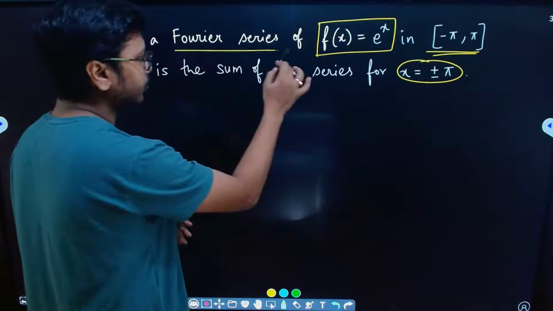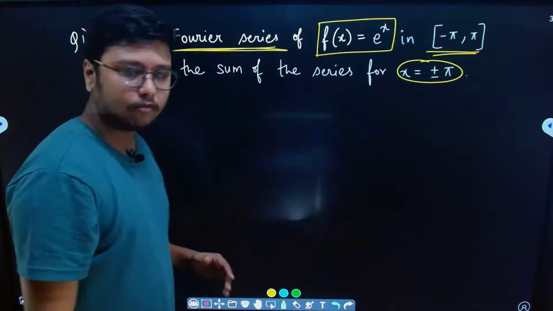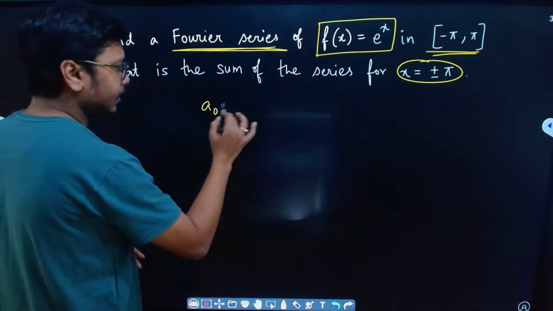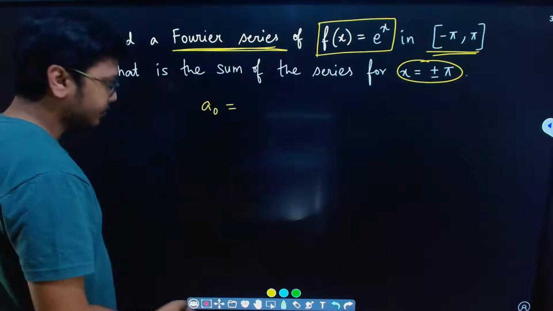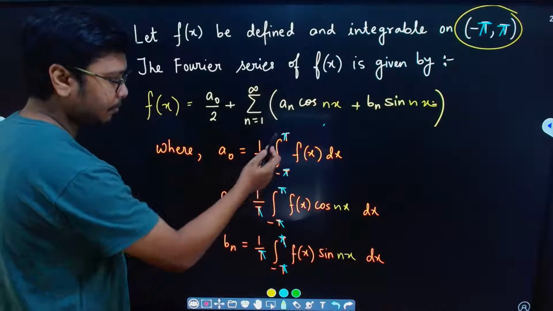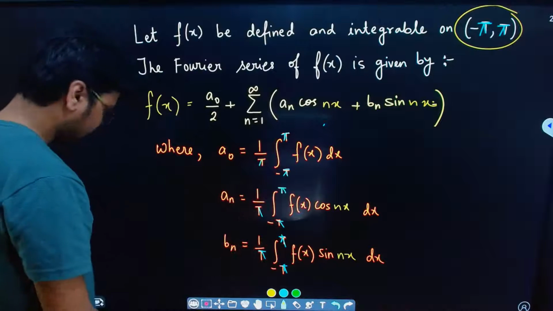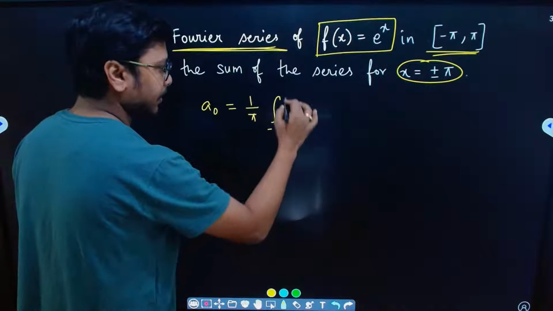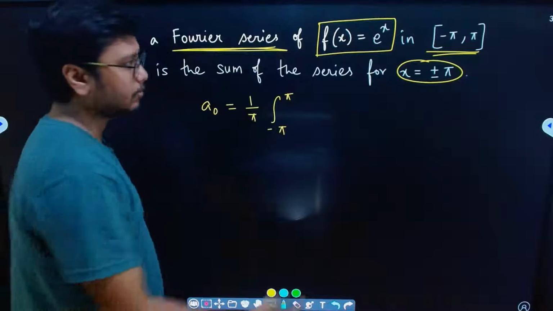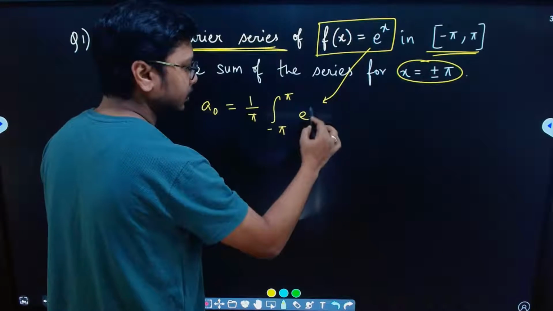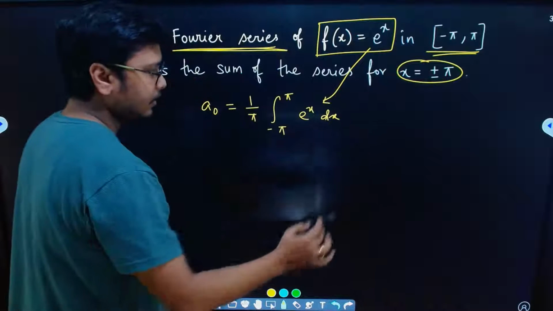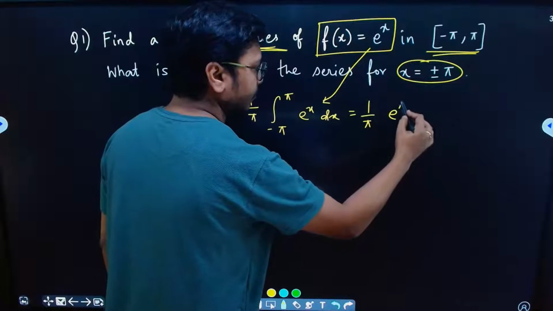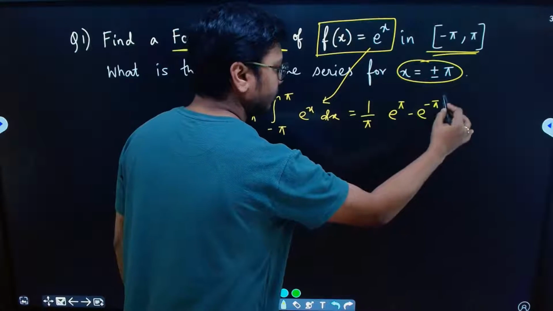First, I'll concentrate on finding the Fourier series of the given function. So first we need to find a0, and as you have seen, the formula for a0 is 1 upon pi, integral from minus pi to pi of f(x) dx. So I'll just use the formula 1 upon pi, minus pi to pi, f(x) dx. My f(x) is e to the power x, so e to the power x dx. That's just basic integration. So it's going to be e to the power pi, upper limit, minus lower limit.